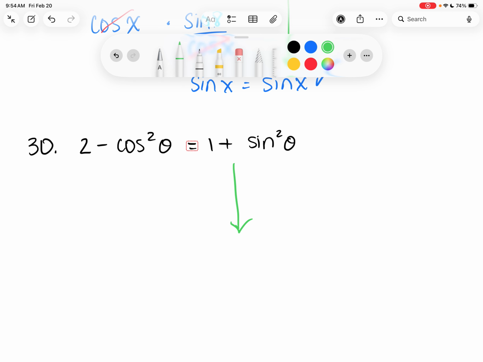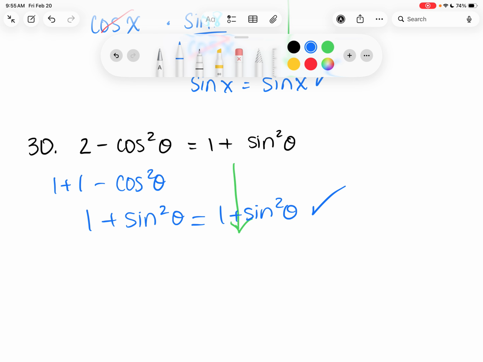All right. Now, I might blow your mind with this one. 1 plus 1 equals 2, so I have 1 plus 1 minus cosine squared of theta. Why might I have done that? Is 2 minus cosine squared of theta one of my identities? But is 1 minus cosine squared of theta? What's 1 minus cosine squared of theta? Sine squared. So I have 1 plus sine squared of theta equals 1 plus sine squared of theta. I made my arrow too long this time.